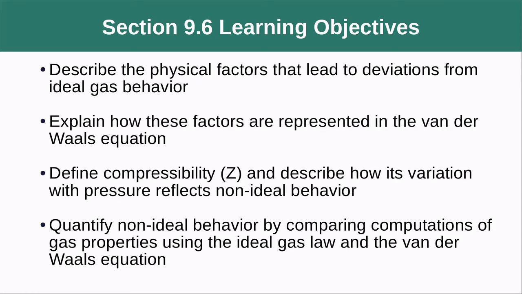In section 9.6, we're going to move a little bit past the ideal gas law and take a peek at the way that we can handle non-ideal behavior. We're going to describe the physical factors that lead to the deviations from ideal gas behavior. We'll explain how these factors are represented in the van der Waals equation. We'll define compressibility and describe how its variation with pressure reflects non-ideal behavior. And we'll quantify non-ideal behavior by comparing computations of gas properties using the ideal gas law and the van der Waals equation.